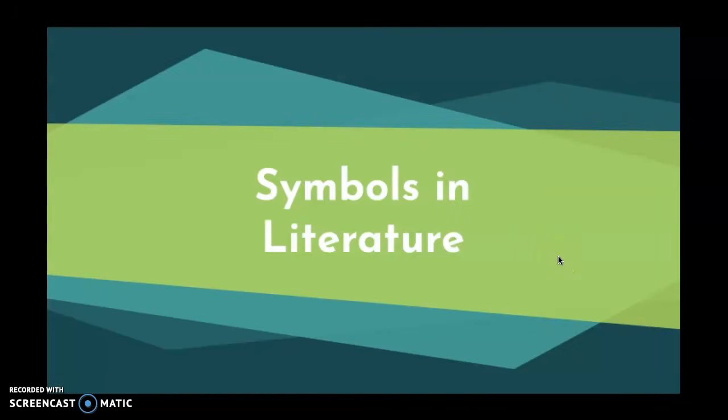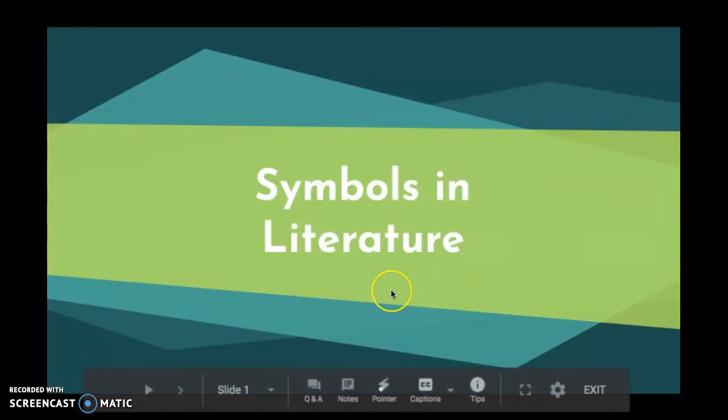Symbols in literature are a big part of figuring out the themes. So today we're going to look at how to identify symbols, we're going to look at the definition of symbols, and then we're going to look at a couple common symbols that are in literature, and I'll give you some examples. So as we go through this video, take some notes so that you have something to refer back to later.